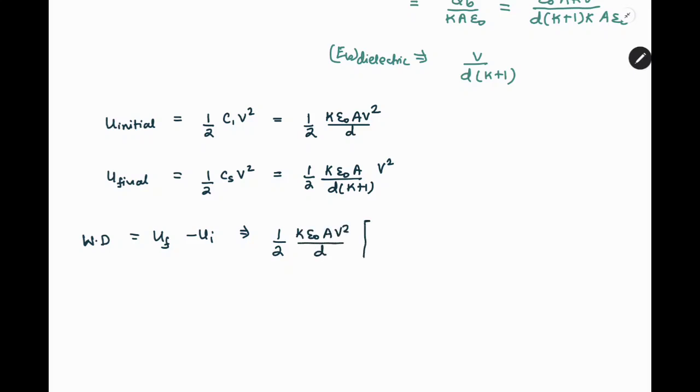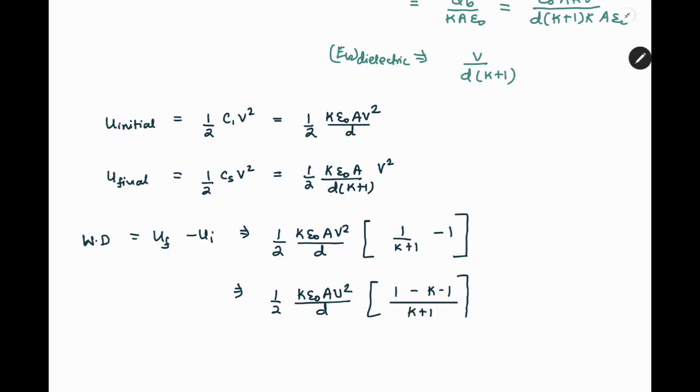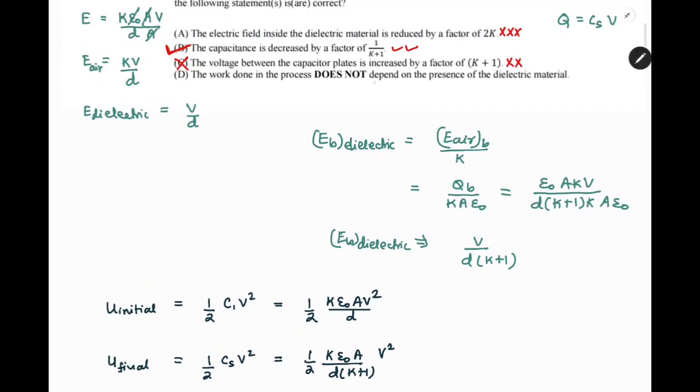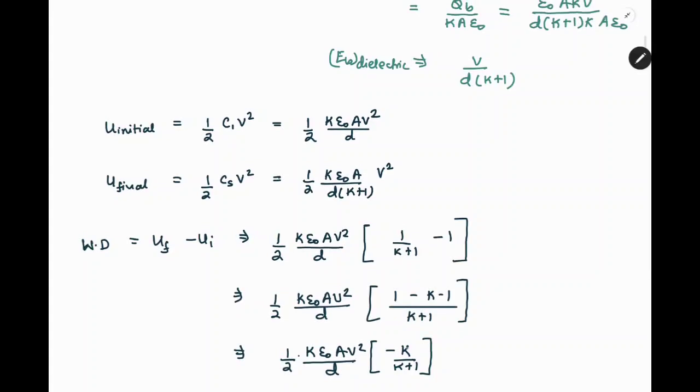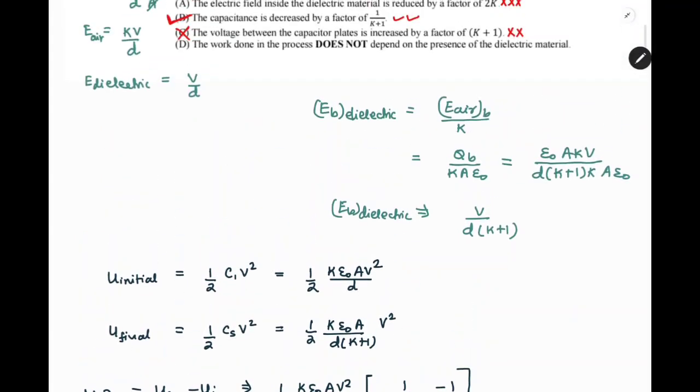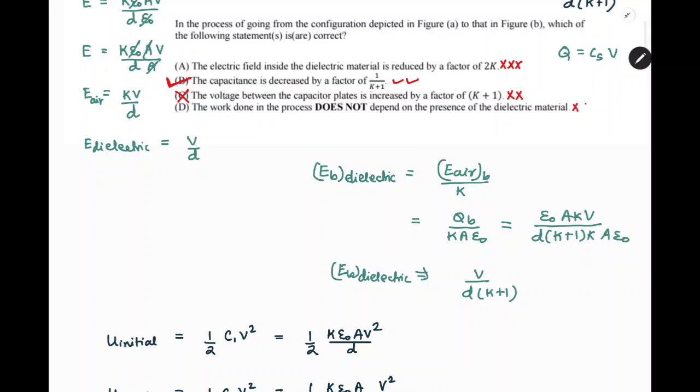So we write it as K epsilon naught A V square by D taken common. So in the final part we have K over K plus 1 minus 1. So on solving we obtain half of K epsilon naught A V square by D times (K by K plus 1 minus 1). So over here we obtain half of K epsilon naught A V square by D, and we are left with minus K upon K plus 1, or we can say minus K square upon K plus 1. So this value is not matching with alternative D. Alternative D is suggesting it does not depend upon the presence of dielectric, but it is depending upon K square upon K plus 1 with a negative sign. So we can say that alternative D is also incorrect for this particular problem.